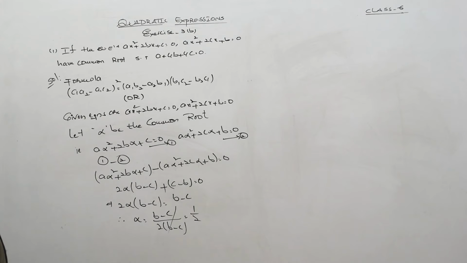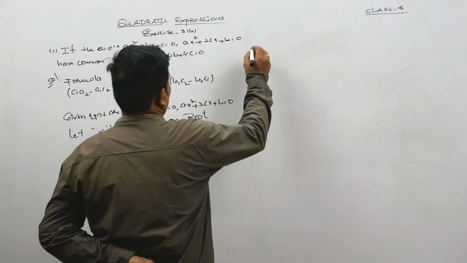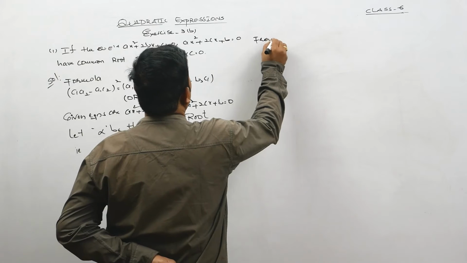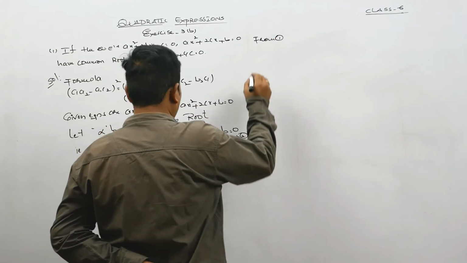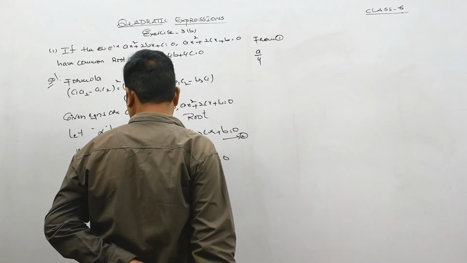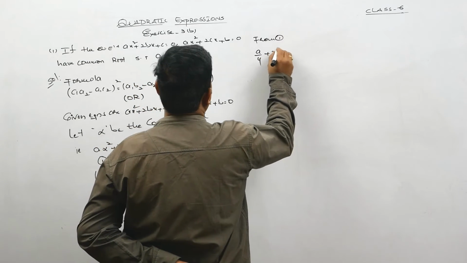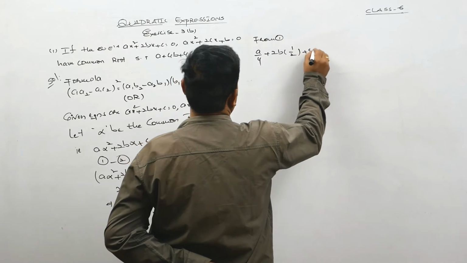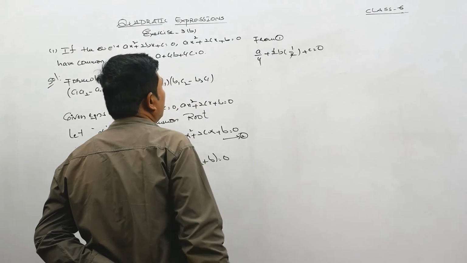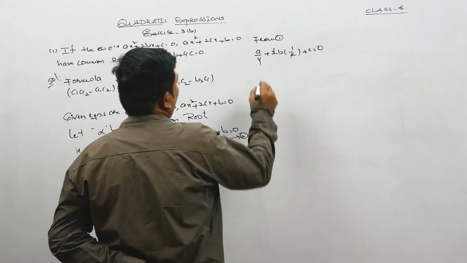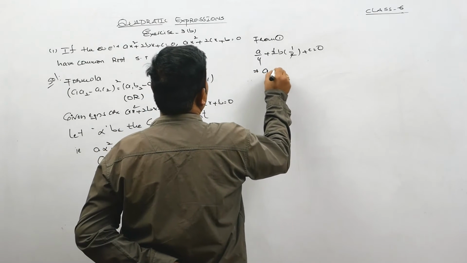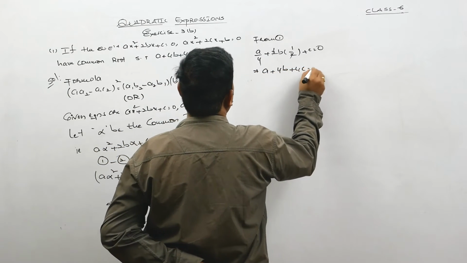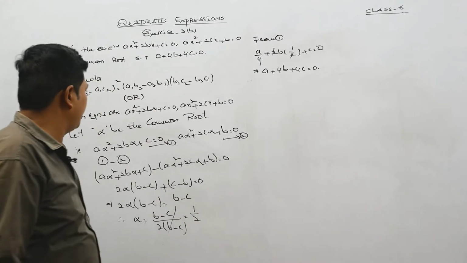If we take this alpha equal to 1/2 and substitute it in one of the equations, from 1: a into alpha square, a by 4, plus 2b into alpha, 1/2, plus c is equal to 0. The 2 and 2 cancel. And multiplying throughout the equation by 4, we get a plus 4b plus 4c is equal to 0. So this is another way of doing this problem.